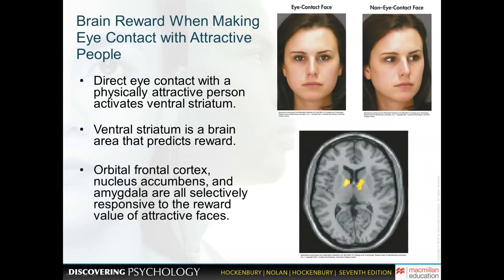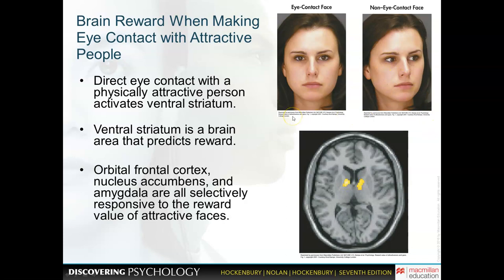Okay, moving forward just a little bit. All right, so when we're talking about attractiveness, from the neuroscientific perspective, certain parts of our brain actually activate when we see an attractive person that is making eye contact with us. Okay, so on the top left-hand side, you can see that this lady is directly looking into the camera, hence eye contact. And then the non-eye contact face is on the right-hand side.